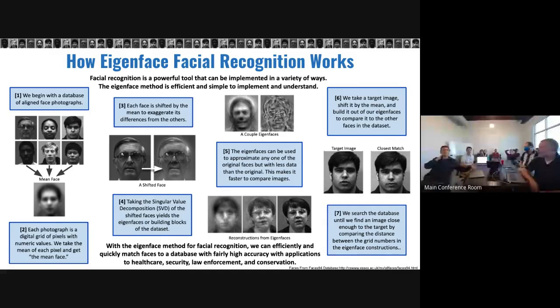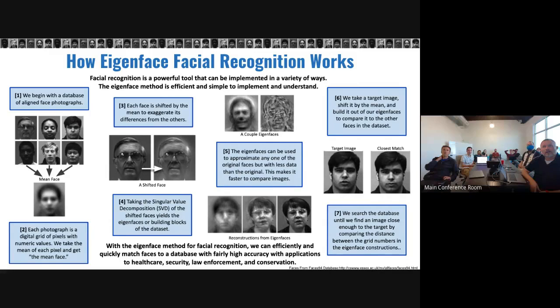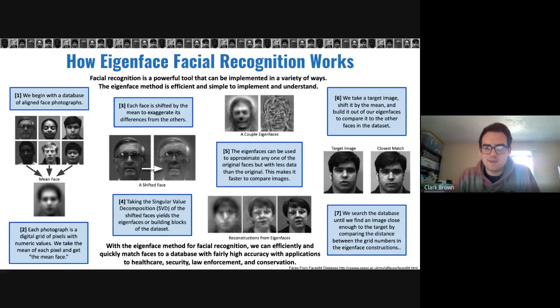Can I ask a question? We got the time? Yeah, 1 minute. What's the big O time complexity of step 6? Of step 6, taking the target image, shifting it by the mean, building it out of our eigenfaces to compare it to the other faces in the data set. Big O where n is what? Where n is the size of the database. The size of the database. Okay, so then ignoring however many pixels there are in each photo, it's going to be big O n squared log n.